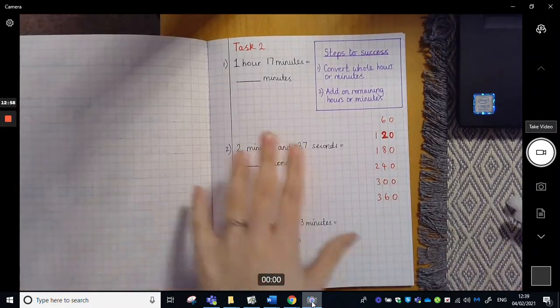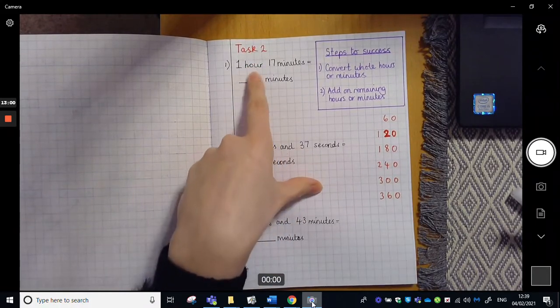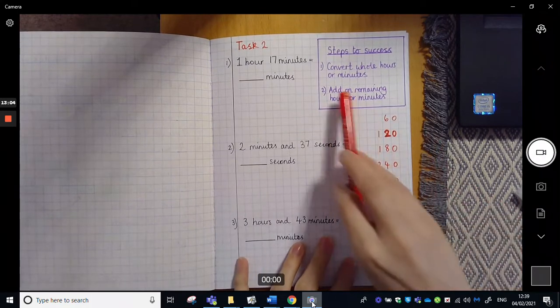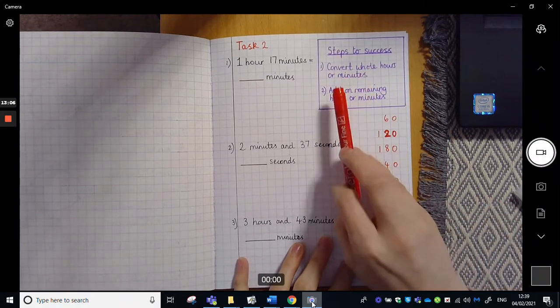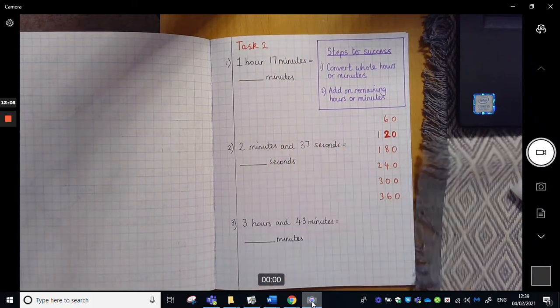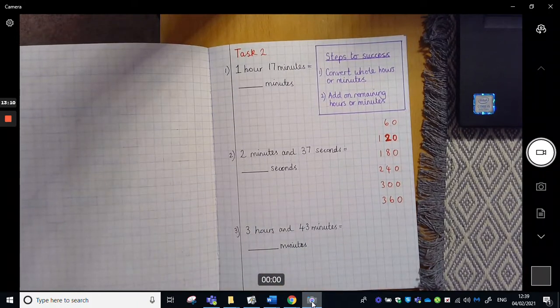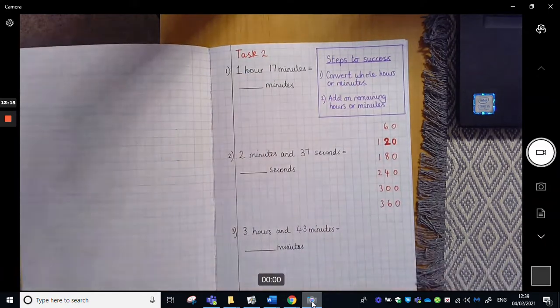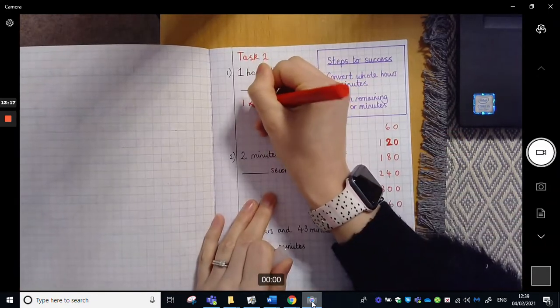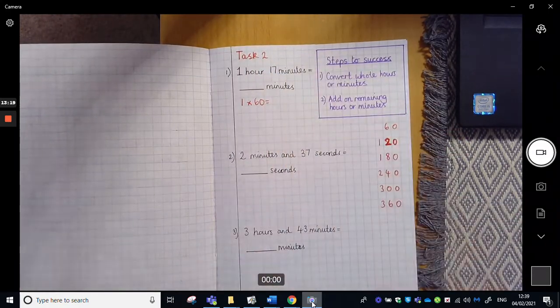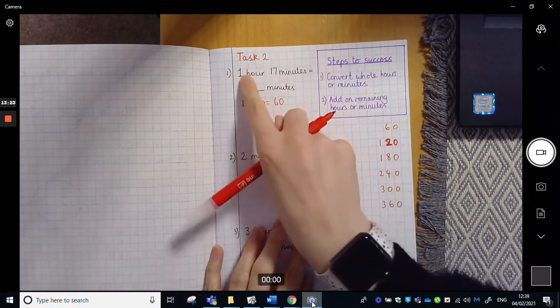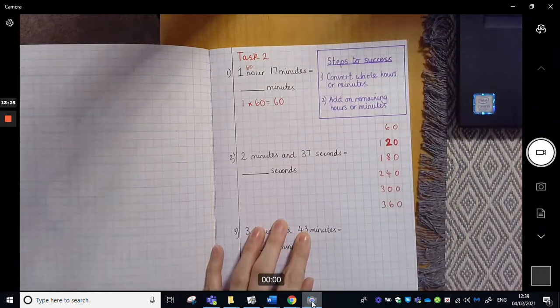Okay, so we're going to look first when I've got a whole hour or minute, and then we've got a little bit left over. So my steps are to convert the whole hours or minutes first, and then we're going to add on the bit left over at the side, okay? So the first thing I'm going to do for this one, I have 1 hour, so I'm going to have to do 1 times 60 to find out how many minutes that is. So 1 times 60 is 60. So this is equal to 60 minutes, okay?